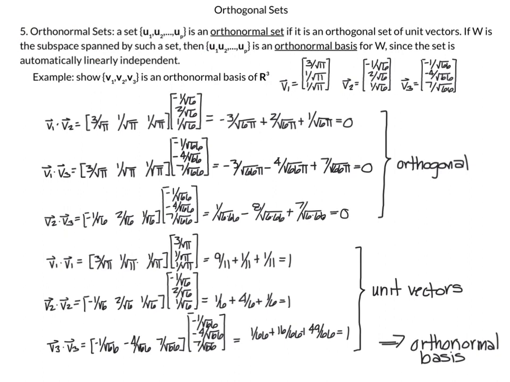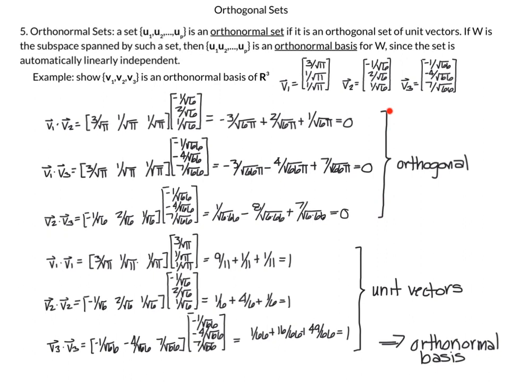I've moved my definition here for orthonormal sets, and then I have this example which looks long, but it's really just a bunch of dot products. Show that v1, v2, v3 is an orthonormal basis of R3. Orthonormal means we need to show two things: that it's orthogonal and that they are unit vectors. v1 is equal to 3 over square root of 11, 1 over square root of 11, 1 over square root of 11. v2 is equal to minus 1 over square root of 6, 2 over square root of 6, 1 over square root of 6, and v3 is equal to negative 1 over square root of 66, minus 4 over square root of 66, and 7 over square root of 66.